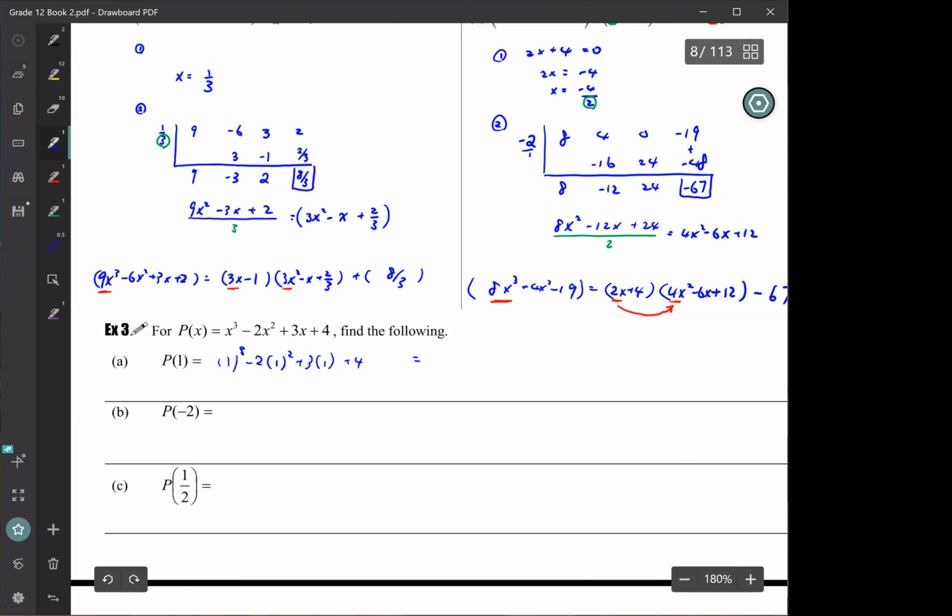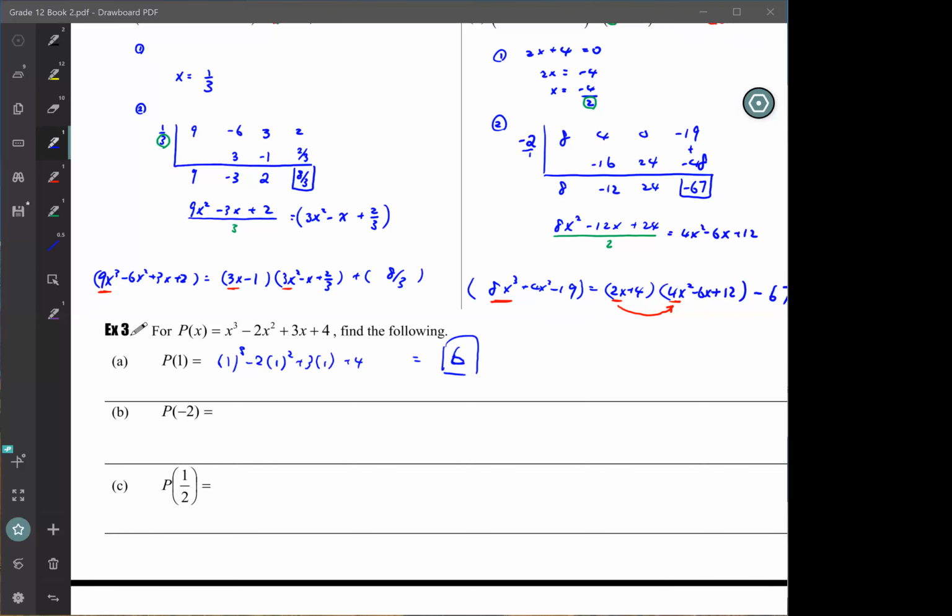Okay, and then you can take out the calculator or just do it in your head. This one is not too difficult, right? 1 minus 2, so -1, -1 plus 3, so 2, 2 plus 4, 6. Okay, so just subbing in value. Any questions? Should be okay, right?